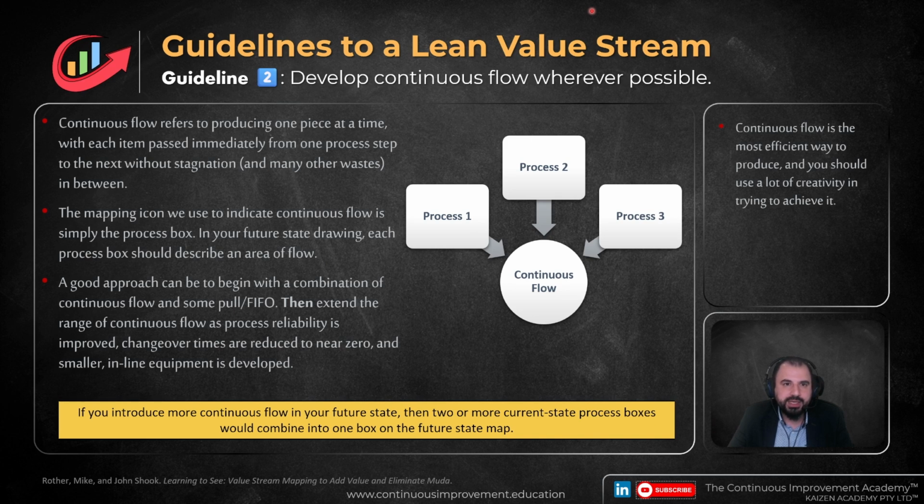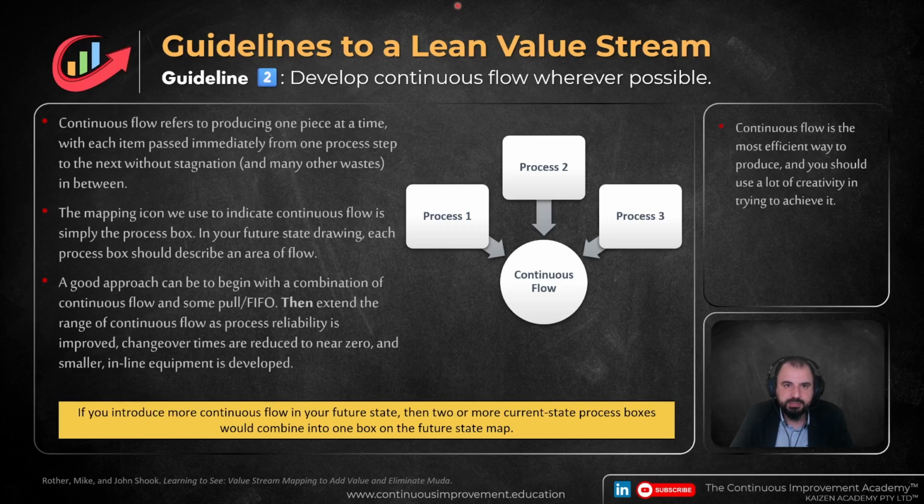So next, let's go to the second guideline, which is strive to develop continuous flow wherever possible. By continuous flow, we mean that each item flows immediately from one process step to the next without stagnation. And this is the essence of continuous flow. Basically, a step produces one piece and it moves directly to the second process without any kind of stagnation or inventory or stoppage. And it is the most efficient way to produce.